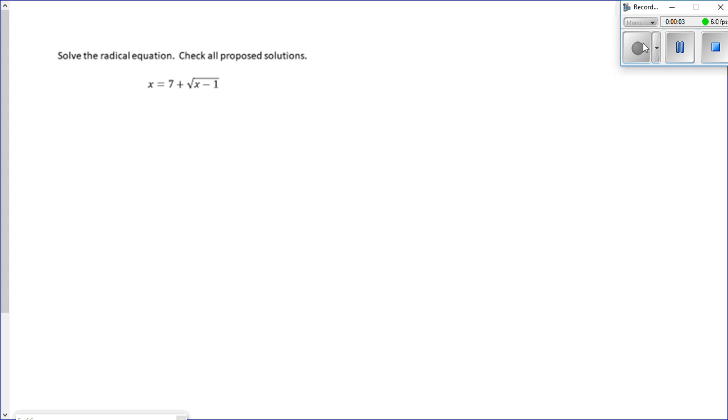Okay, we want to solve this radical equation. Two things to remember when working with radical equations is you have to isolate a radical before you square both sides, and you have to check your solutions. So first, let's isolate the radical.